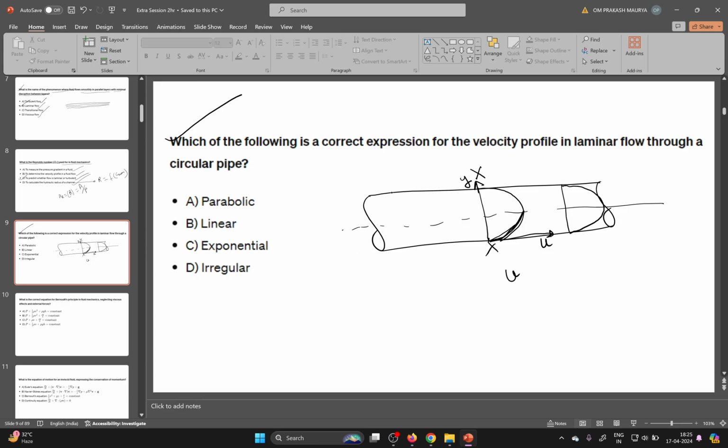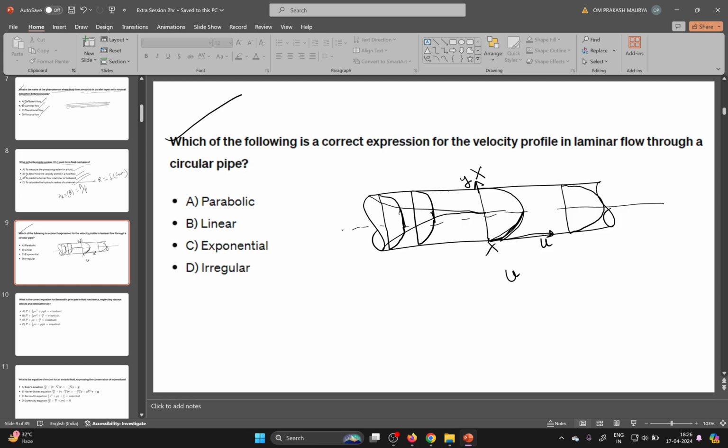So before development, what will happen? Before development, your profile will be completely parabolic. It will be like that. Here it will be like that. After some distance, your boundary layer looks like that. Here your boundary layer is like that. Here is the straight part. This is the straight part.